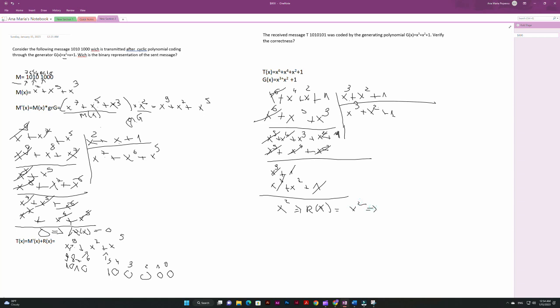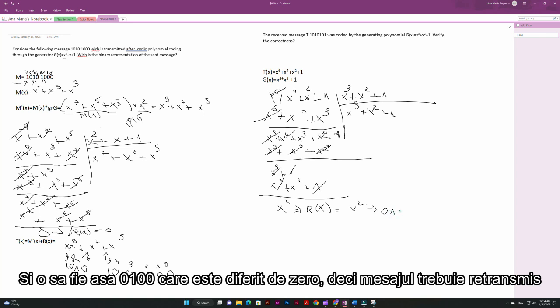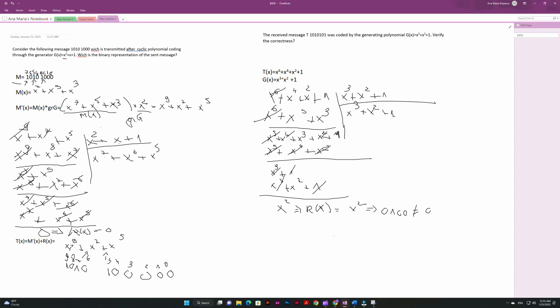And we write x to the power of 2 like this: 0, 0, 1, 0, 0, which is different from 0. So we have to resend the message.